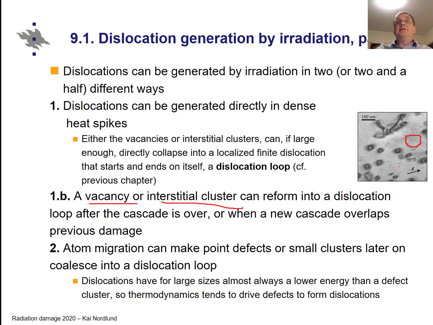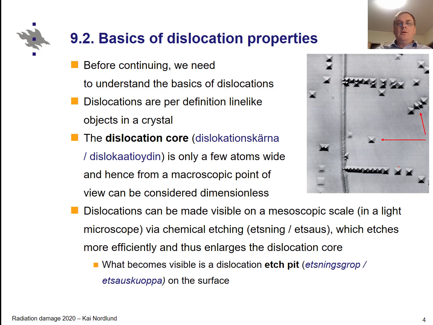The reason this happens is that in most cases, if vacancies or interstitials coalesce into a dislocation, the energy of this structure is less than a set of independent interstitials or vacancies, so it's energetically favorable to form them. Now, before we continue with the radiation properties, we go into good detail of the basics of dislocations. So as I said, they are per definition a line-like object, and the dislocation core is only a few atoms wide.